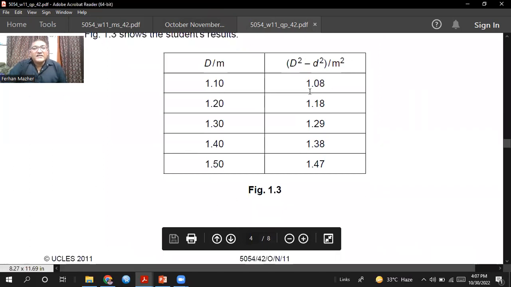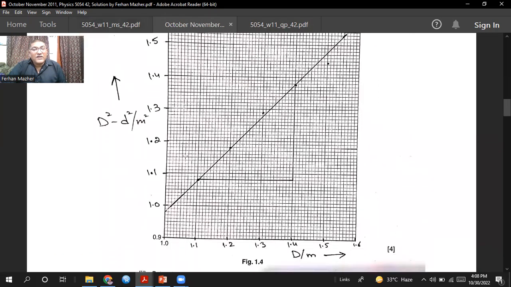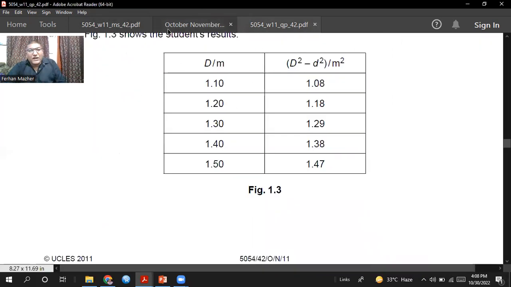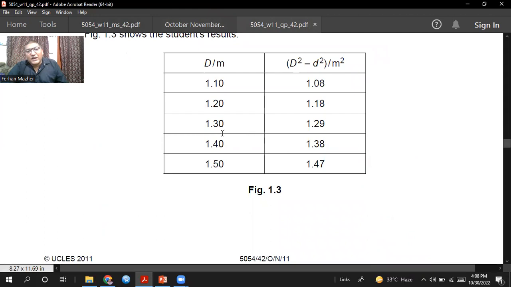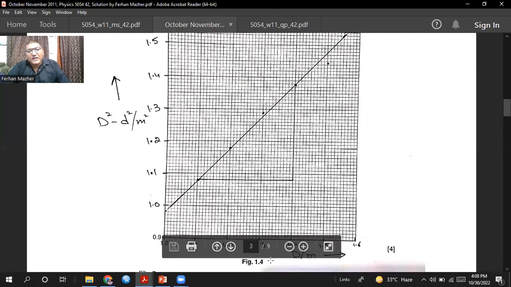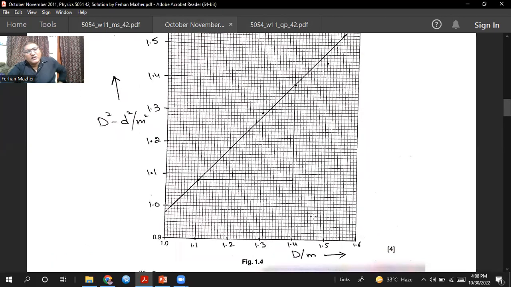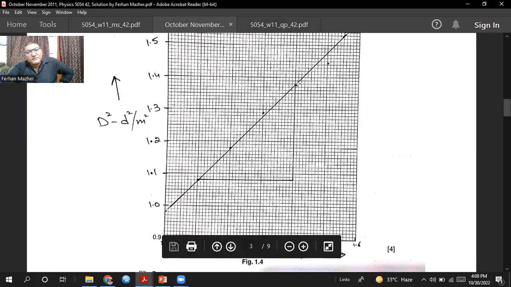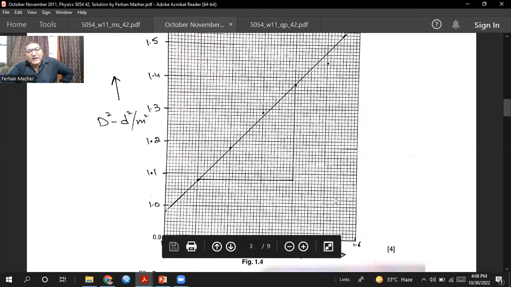At 1.1, we will have 1.08. So this point. At 1.2, you will have 1.18. At 1.3, you will have 1.29. This is the dot. Then at 1.4, you will have 1.38. And at 1.5, you have 1.47.